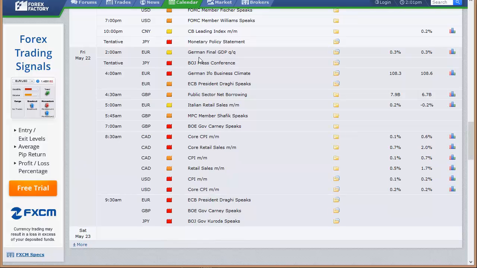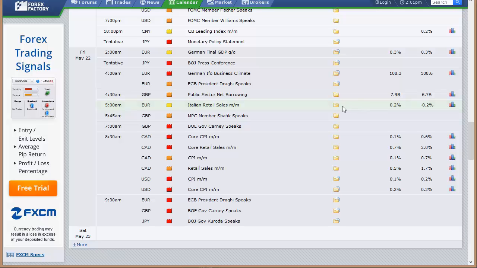Germany's final GDP for the first quarter. Public sector net borrowing out of the UK, Italian retail sales, a couple more Bank of England members speaking, and then Canada CPI and US CPI, which is one of our big three. So we'll be half size going into Friday morning with our calls from Thursday night. Retail sales out of Canada, and then more speeches over the weekend.